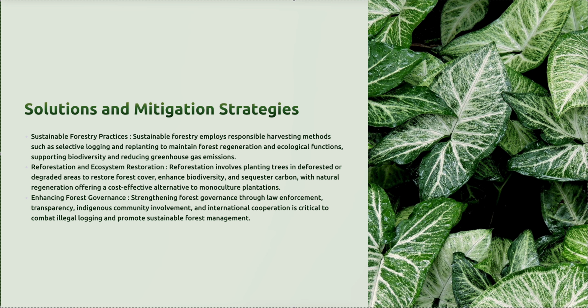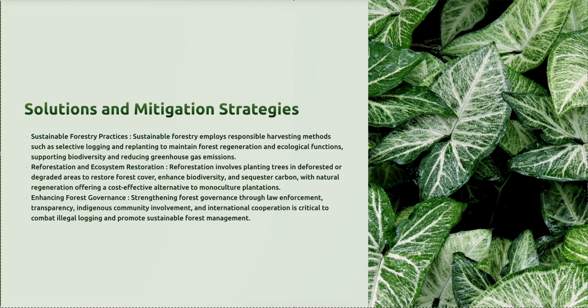Now let's look at some solutions to combat deforestation. We need to adopt responsible harvesting methods like selective logging and replanting to ensure forests can regenerate and continue supporting biodiversity. By planting trees in deforested or degraded areas, we can restore forest cover, enhance biodiversity, and help absorb carbon dioxide. Natural regeneration is also a cost-effective alternative to monoculture plantations.